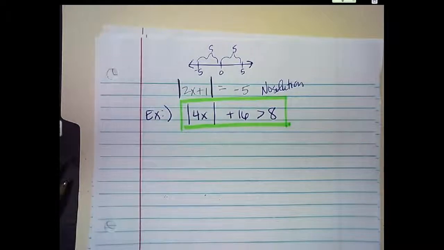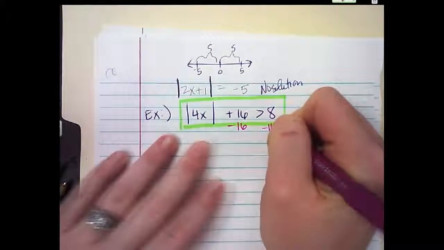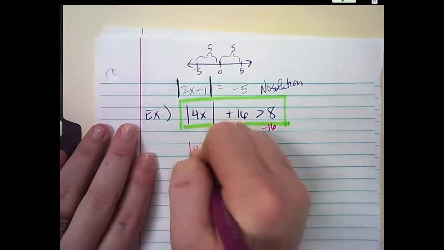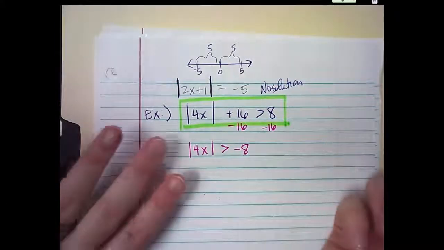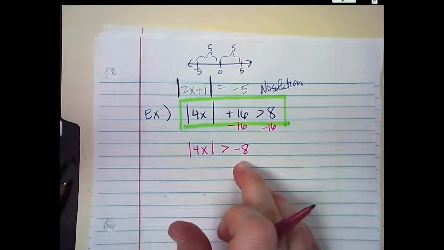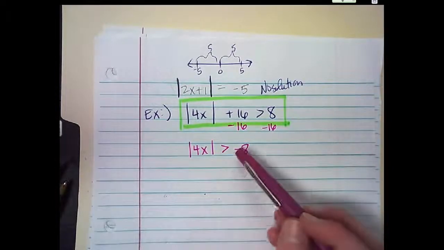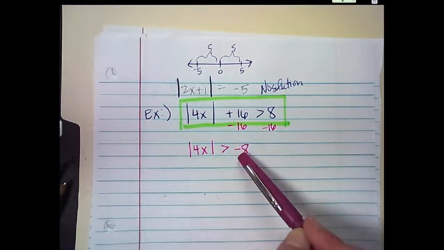Okay, so this one: absolute value of 4x plus 16 greater than 8. What would you do first? Subtract 16. So absolute value of 4x is greater than negative 8. When you see a negative here, you have to know something is going on. It's not going to be a regular problem. I don't even do the "and" or "or" here, because I see this negative, so I know something's going to happen.